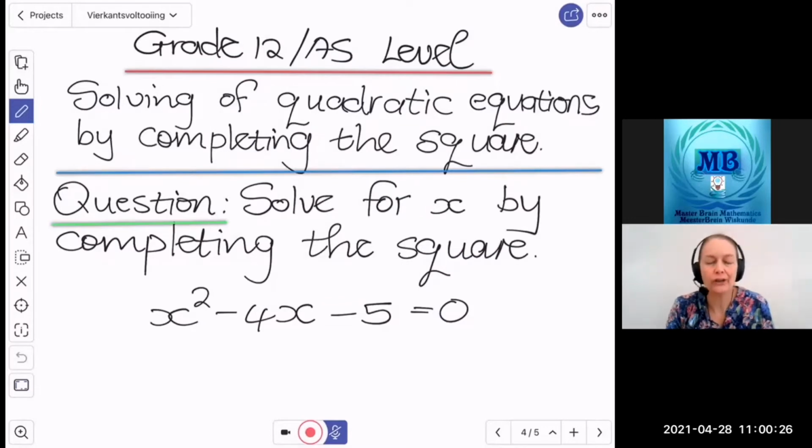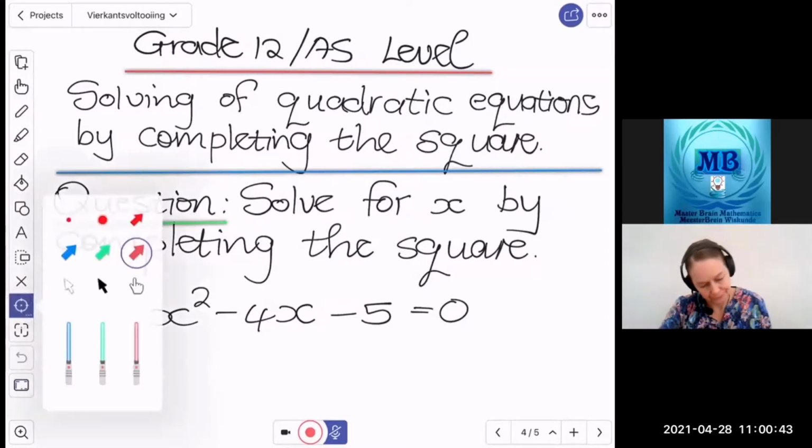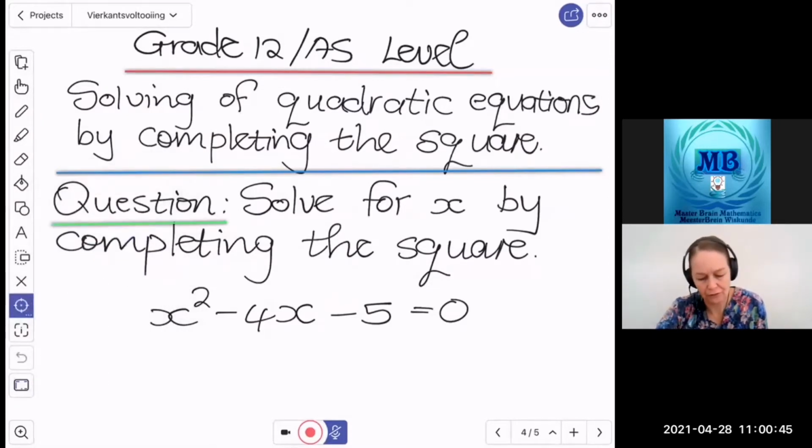So today we are going to look at some grade 12 mathematics that is also on the AS level of Cambridge, and we are going to look at the solving of quadratic equations by using the method of completing the square. So let's have a look at an example. The question is to solve for x by completing the square. And the equation that is given to us is x squared minus 4x minus 5 equal to 0.